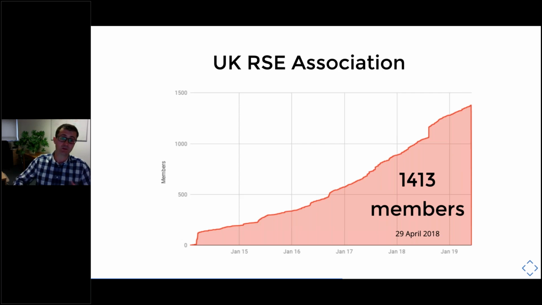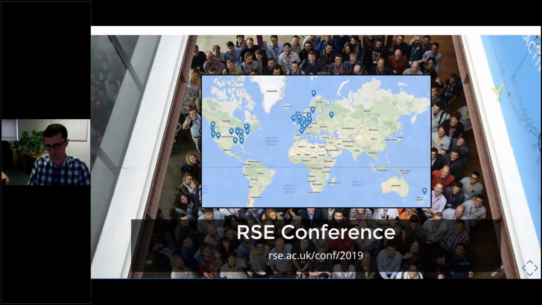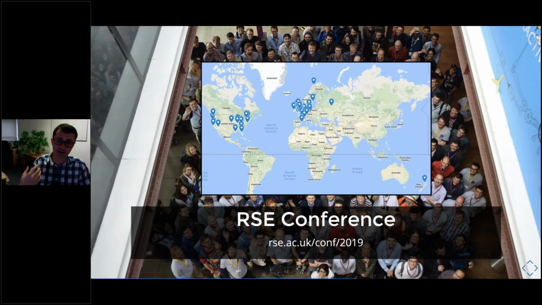What this meant was suddenly we had enough people together that we could start running events, and the ultimate event that we ran was in 2016, and that was the first RSE conference held in Manchester. Now we had 200 places available at the venue we bought, worrying that we would not be able to sell enough tickets, and we sold out a couple of months before the event even began.